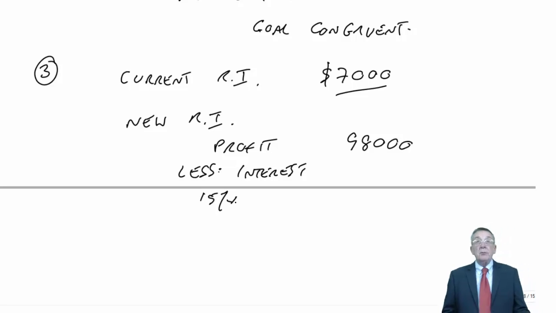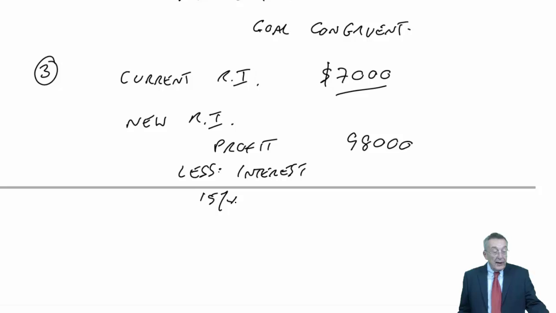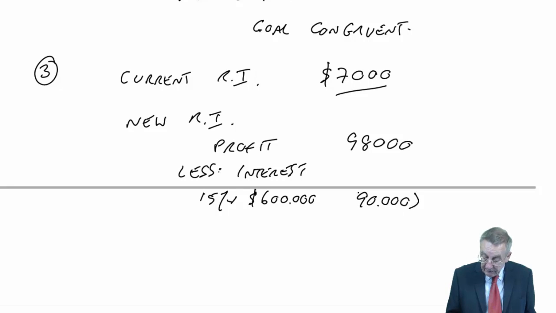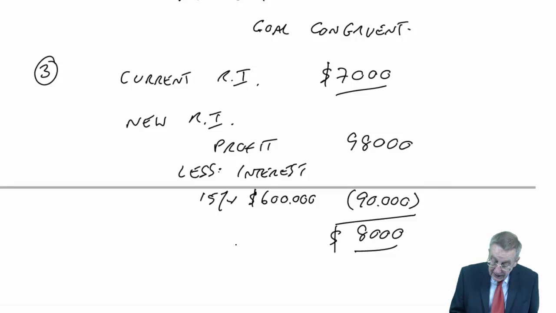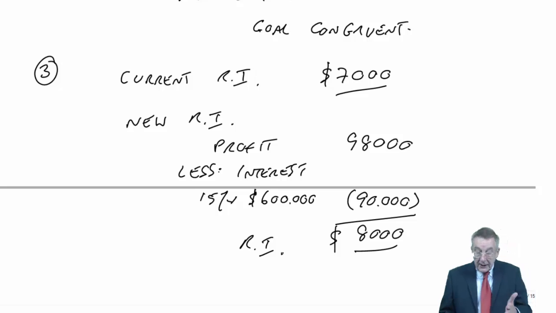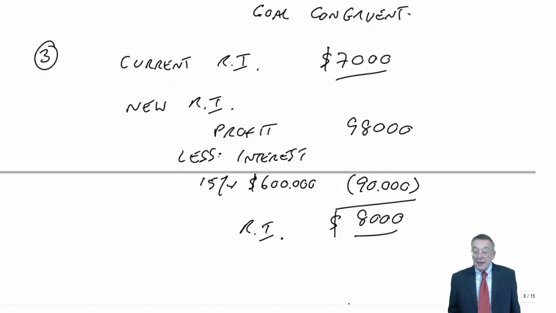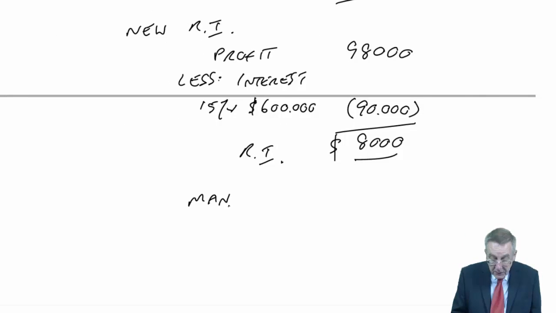It's 15% always, on whatever the total investment is. It was 500, and another 100, so a total of 600. And so the interest goes to 90,000. The residual income has gone up. And why has it gone up? It's because this investment is earning more than the 15% target. And so this time, if he's being measured on residual income, the manager does want to invest.